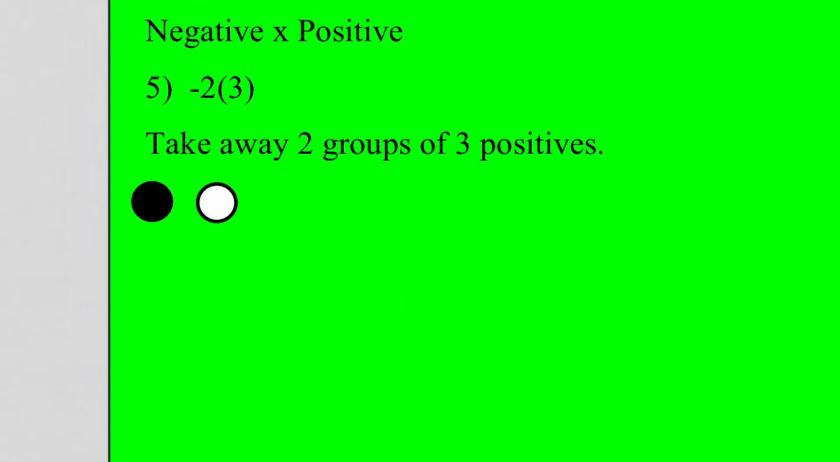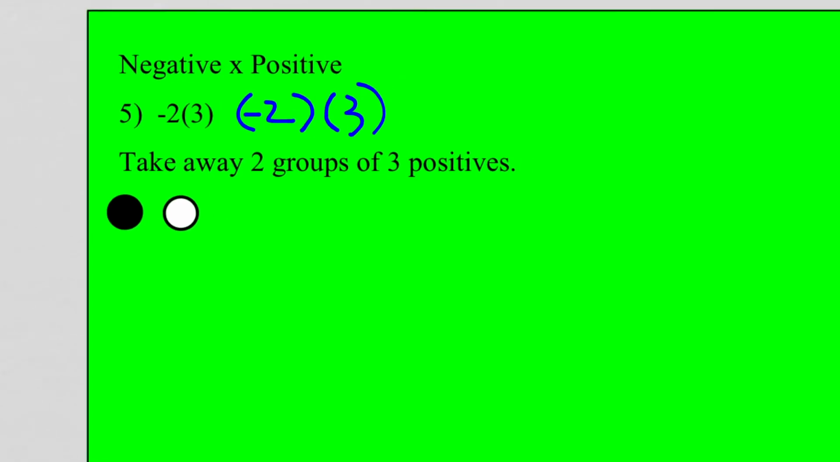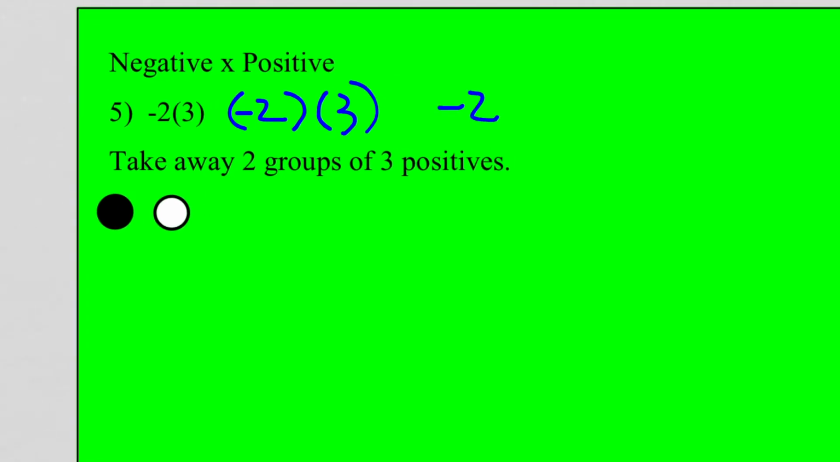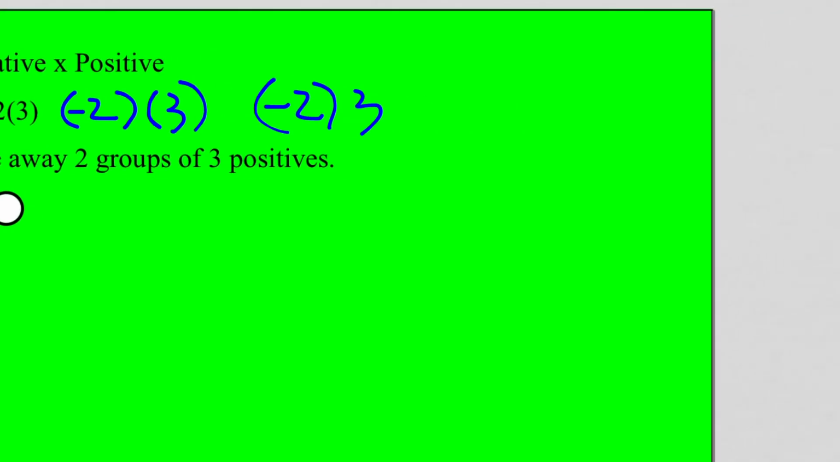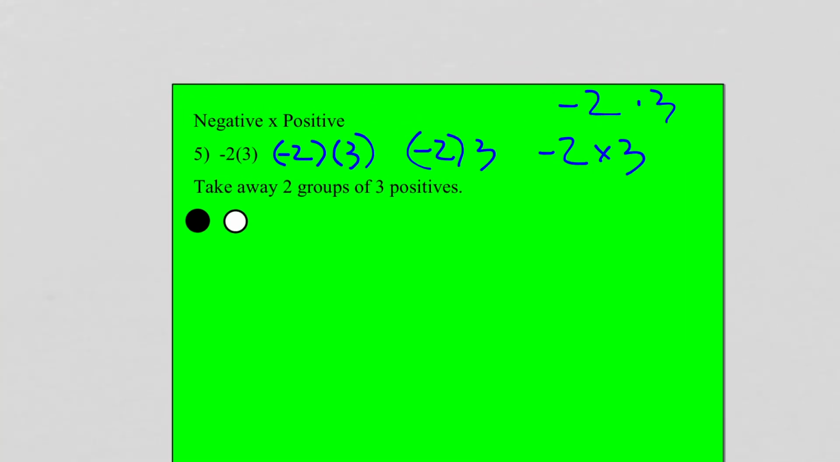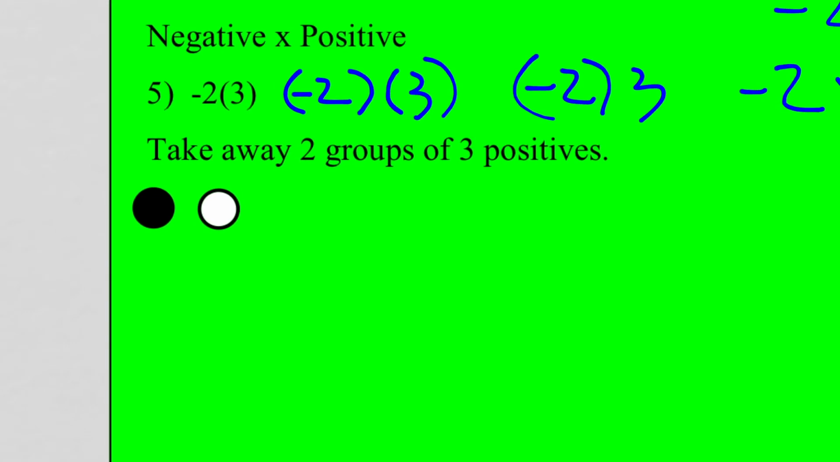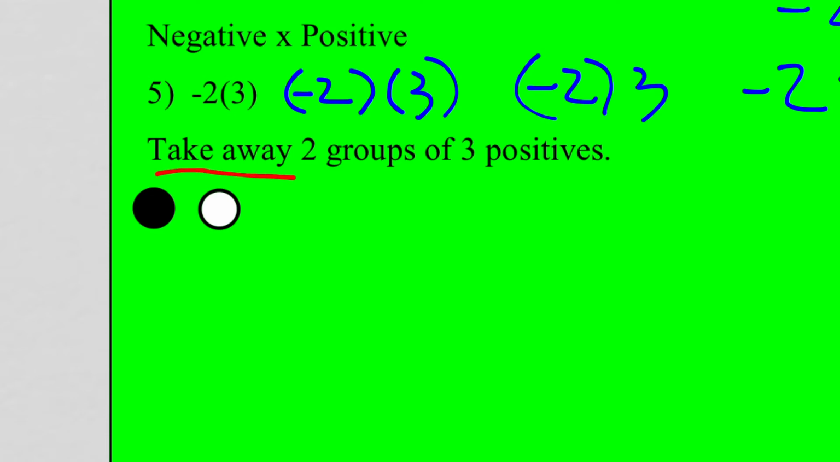A negative times a positive. Okay, well, don't forget, this negative 2 times 3 could be written like this. Could be written like this. Could be written like this. Or it could be written like this. And this time it means take away 2 groups of 3 positives. So, it's a little bit different this time. We have this take away because there's a negative sign here. So take away 2 groups of 3 positives.